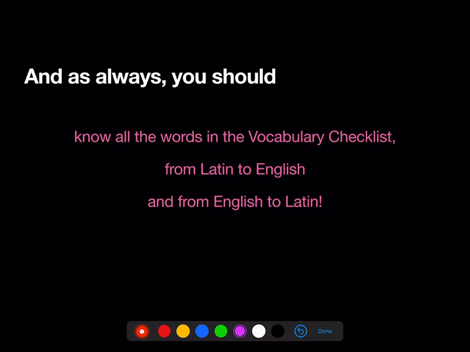And as always, you should know all the words in the vocab checklist from Latin to English and from English to Latin. Remember, we have the Quizlet lists to help you with that.